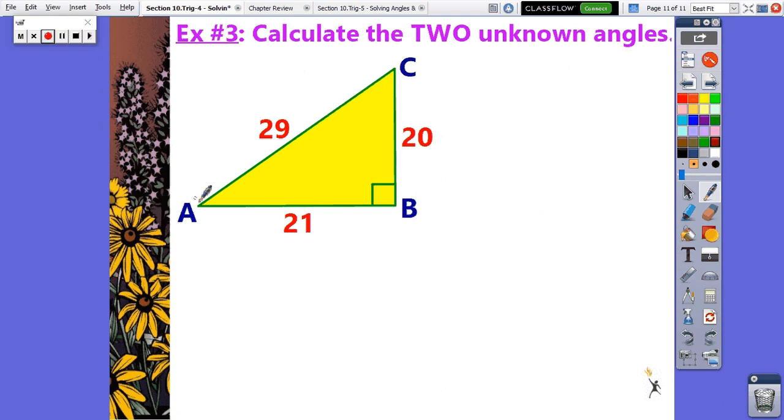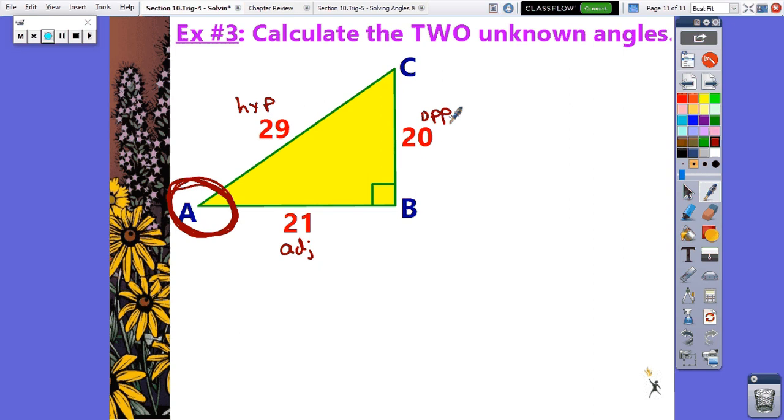All right, so let's start alphabetically here. Let's figure out how big angle A is, and let's label our sides. So the hypotenuse, seems like you guys like to label the hypotenuse first. So opposite the 90, the 29, there's the hypotenuse. The other side that is touching the angle A that's not the hypotenuse has to be the adjacent. And all the way across from angle A, the 20 is the opposite.